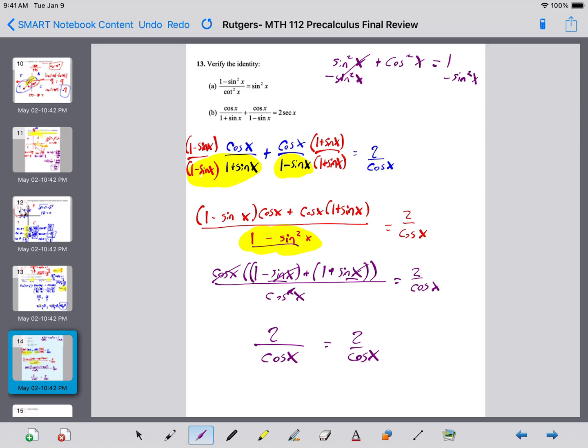If you wanted to get it to say 2 secant x, this is just 2 times 1 over cosine, which is 2 secant. So 2 secant x equals 2 secant x. Okay, we proved it. Both sides are identities.